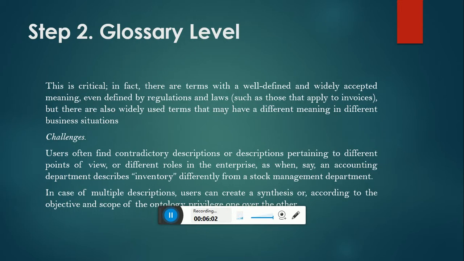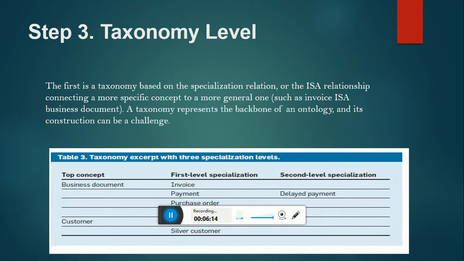In case of a multiple description, the user can create a synthesis or, according to the objective and scope of the ontology, privilege one over the other. So the third is the taxonomy level. The first is taxonomy based on a specialization relation or ISA relationship, which connects a more specific concept to a more general one. Here, a taxonomy represents the backbone of an ontology, and its construction can be challenging.